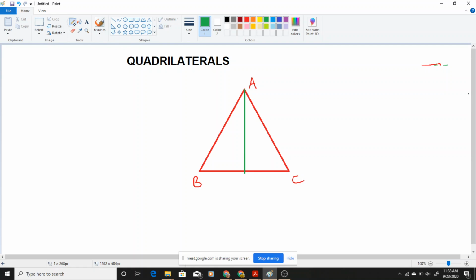Anyone? Sir, it divides the triangle into two equal parts. Yes. Okay, and it also bisects this side. This side is also bisected by this median. Okay, and also bisecting the angle. So this is the median we are having, AD.